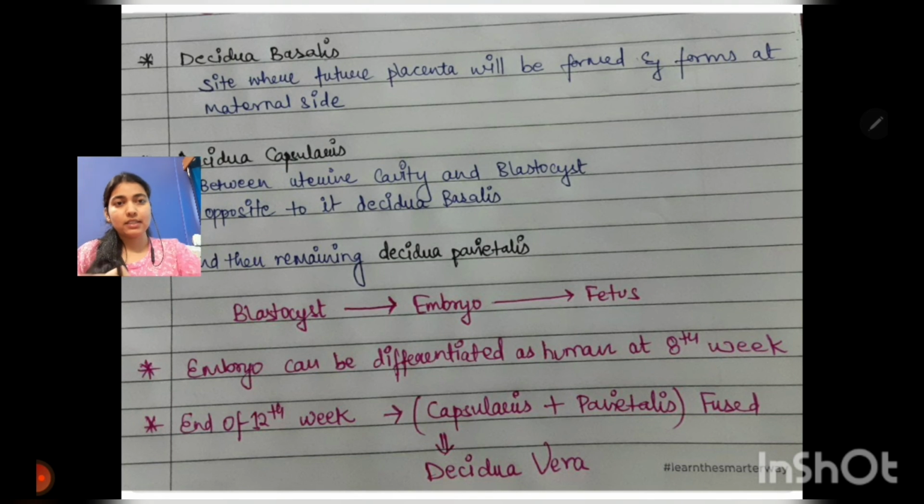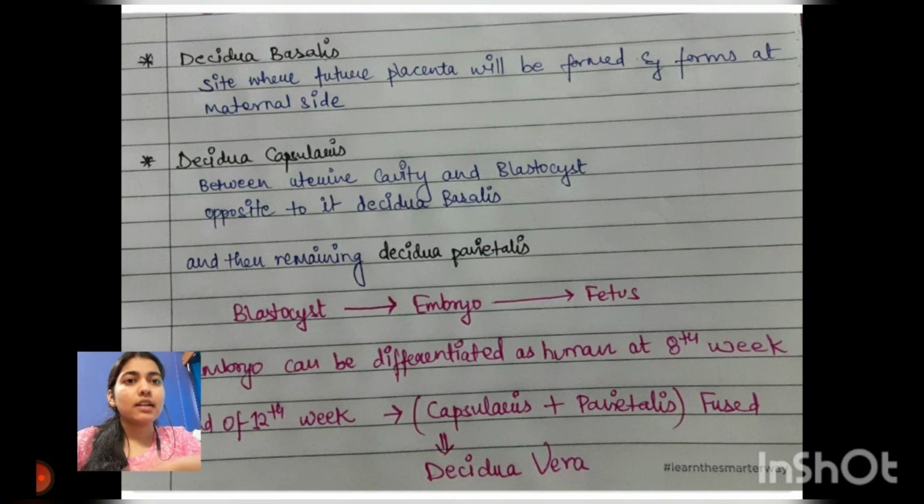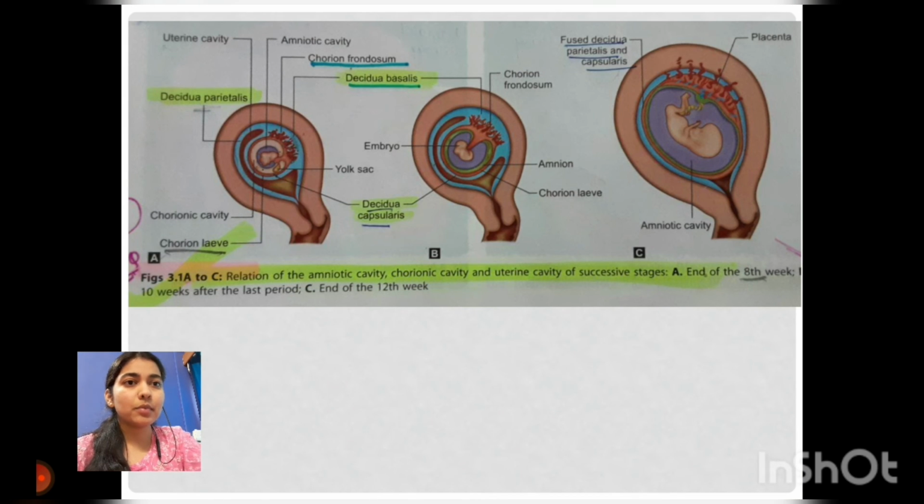Now decidua basalis and decidua capsularis. Decidua basalis is the site where the future placenta will be formed, on the maternal side, and decidua capsularis is between the uterine cavity and blastocyst. Opposite to it, decidua basalis is present. So you can appreciate decidua basalis. This is the site of the future placenta on the maternal side, and decidua capsularis is between the blastocyst and the uterine cavity.